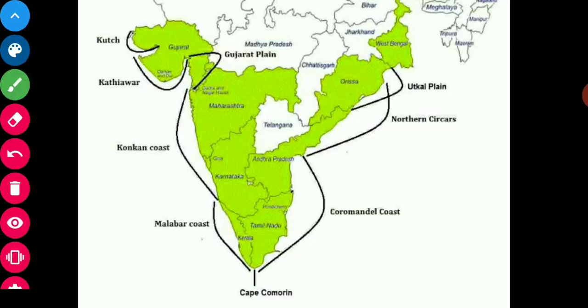Rivers Mahanadi, Godavari and Kaveri form deltas in the eastern coastal plain. The western coastal plains lie between the Arabian Sea and the Western Ghats, and the northern part of this western coastal plain is known as the Konkan Coast, while the southern part of this is called the Malabar Coast.